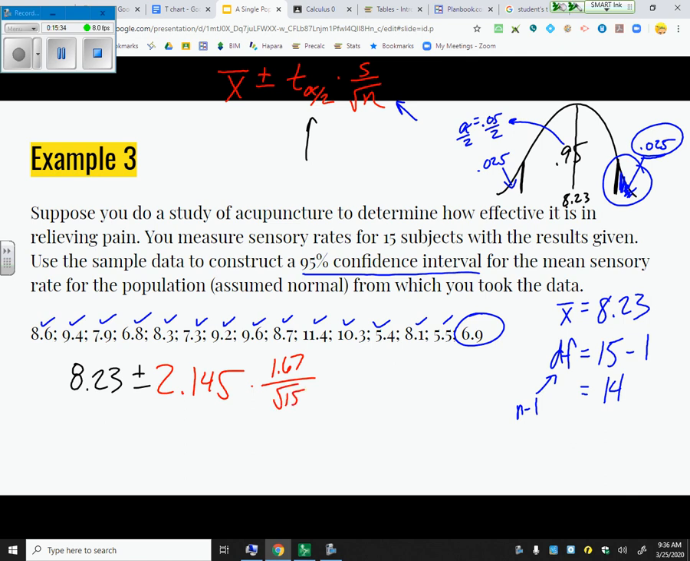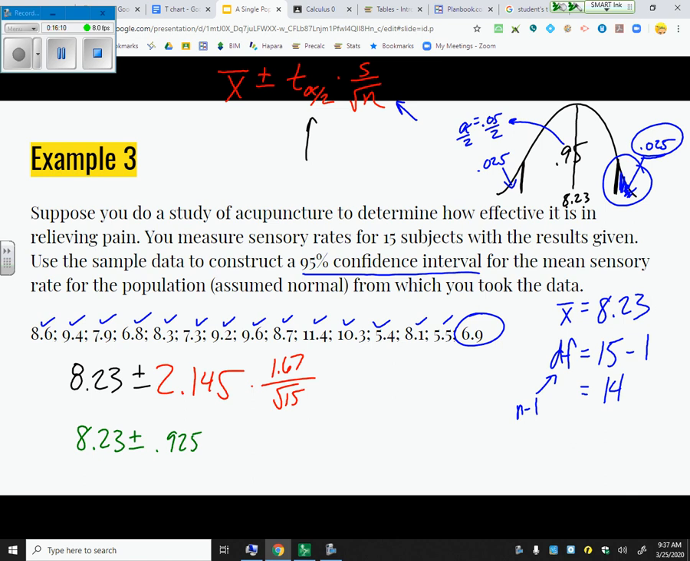So whenever I come down here, I have my 8.23, and I'm going to add and subtract. I'm just going to decimal all of that out right there. 2.145 times 1.67, and then divide that by the square root of 15. 0.925. We can just do 0.92 since we only had 2 decimal places up front. Forgot we were doing 3 decimal places. Either way is going to be fine. I'm not going to be picky about it.